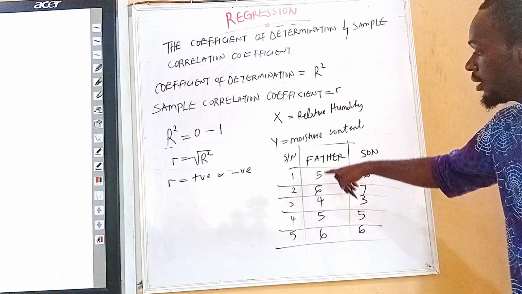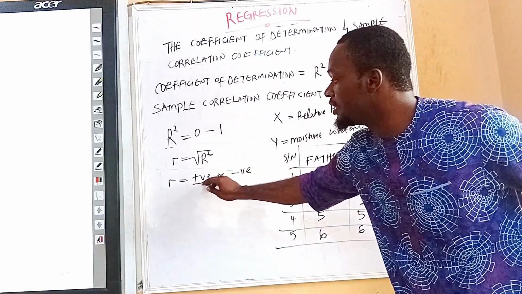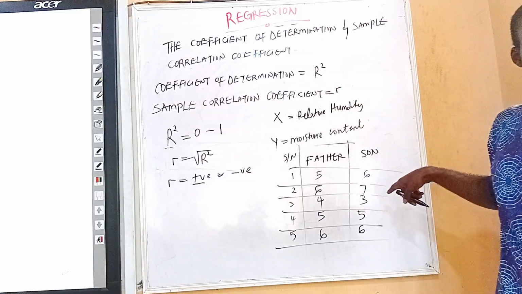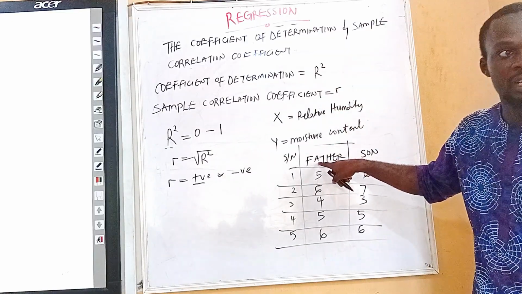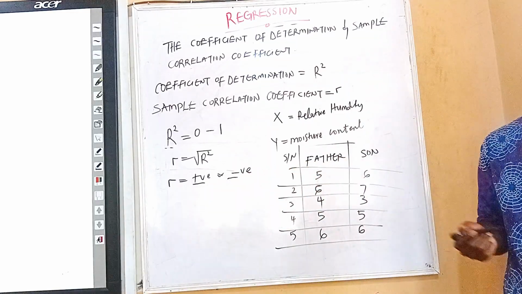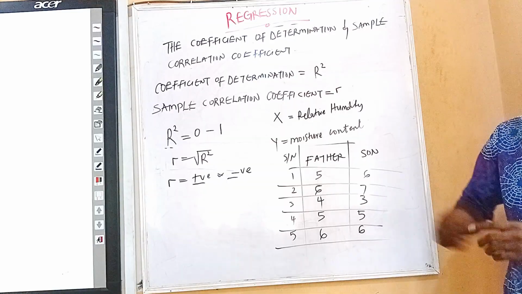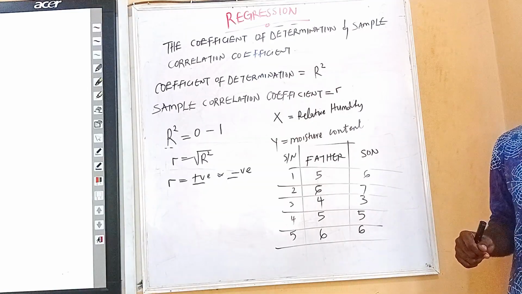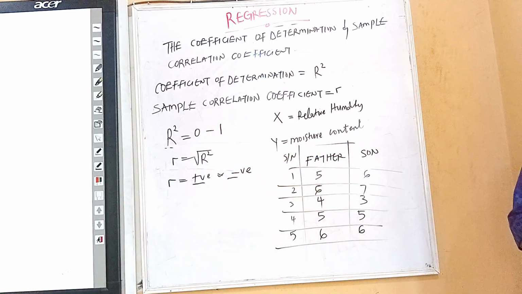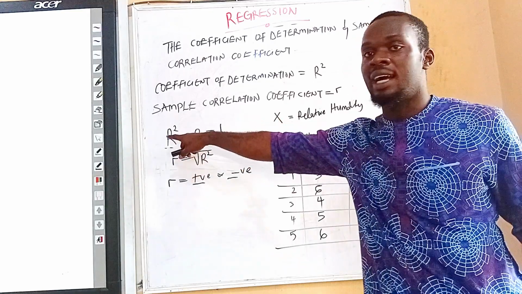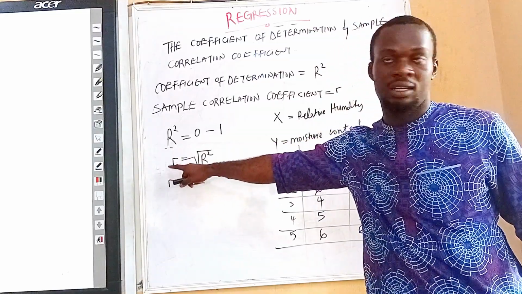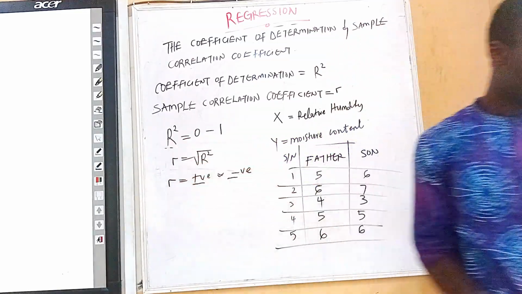You see that if you have positive, it is telling you that if fathers are tall, their sons will most likely be tall. Large values of father will produce large values of son. But if it is negative, it means the reverse. Do you understand? Let's do an example to understand better. So the work now is to find R squared. Once you find R squared, you can find R.